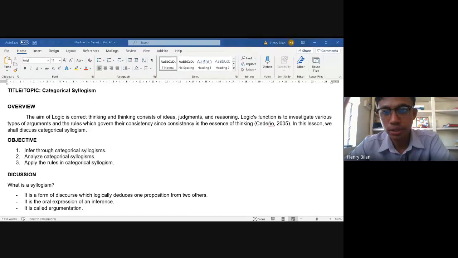Once again, good morning. Let's now start. Our lesson for today is a little bit long because we'll start from the very start of categorical syllogism up to the Venn diagramming.